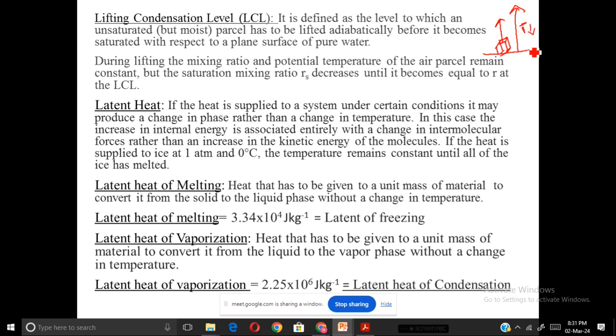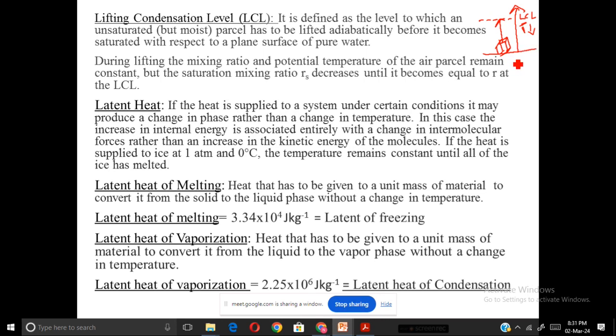If you remember, we learned the vertical structure of the atmosphere, in which the troposphere has a decrease of temperature with respect to height. The lapse rate is negative in the troposphere. As we go up, the temperature is decreasing. So if we want to reduce the temperature of an air parcel, we can simply lift it. When we lift it, the temperature will decrease, and at a particular height the parcel will become saturated. That particular height is known as the lifting condensation level.